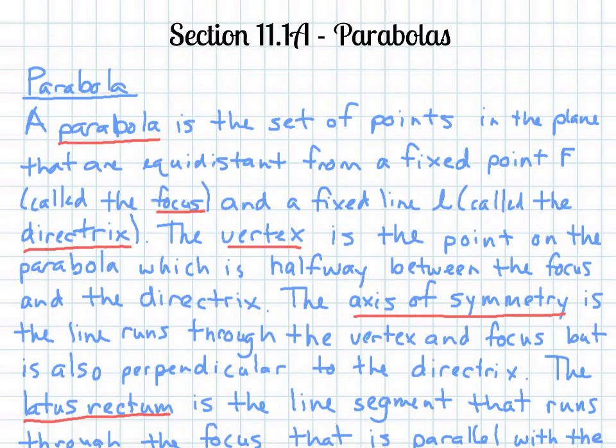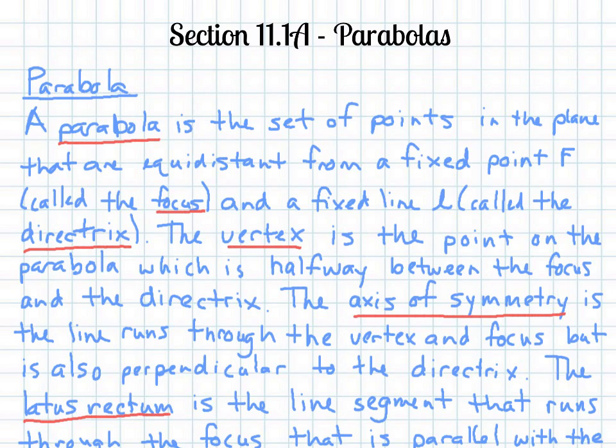Today's lesson, section 11.1a, we're talking about parabolas. A parabola is the set of points in the plane that are equidistant from a fixed point F, which is called the focus, and a fixed line L, which is called the directrix. The vertex is the point on the parabola which is halfway between the focus and the directrix.